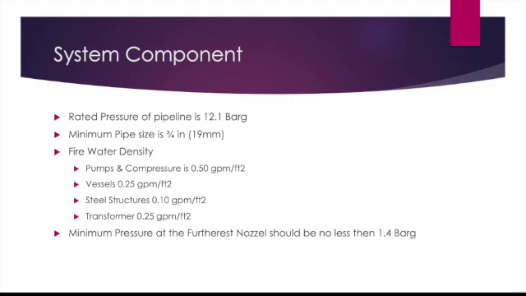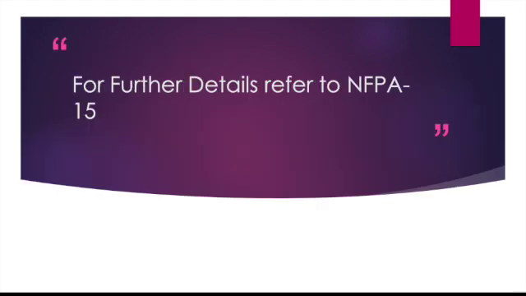To calculate the fire water demand, we usually multiply it with the area coverage. By simply multiplying with an area, we get the flow rate required for fire water. The last point is that inside a hydraulic system, the minimum pressure at the furthest nozzle should be no less than 1.4 bar gauge. For any further detail, please consider NFPA 15.